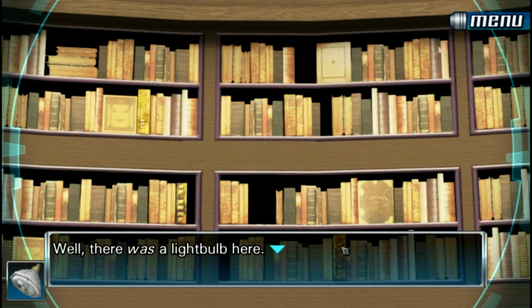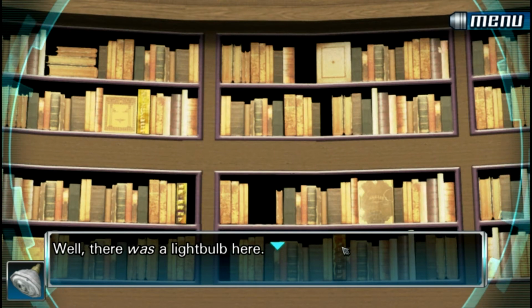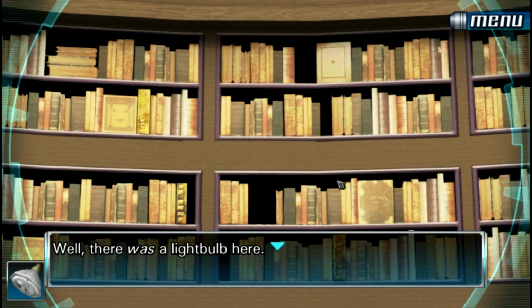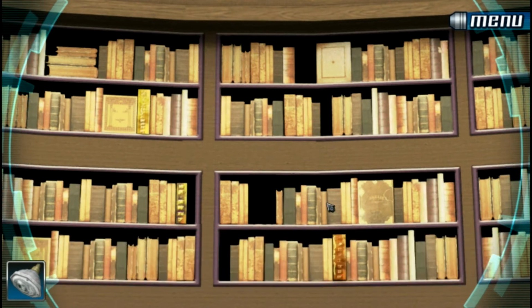I guess this is a way of saying that, yeah, this is not optional. We do have to check every single shelf. So, I wouldn't say that reading all of this is optional. Not really. I mean, really? Zero is gonna make us go through every single book over here? I mean, that would take like forever. I think it would be just optional, you know. Well, there was a light bulb over here. There isn't anything here now.